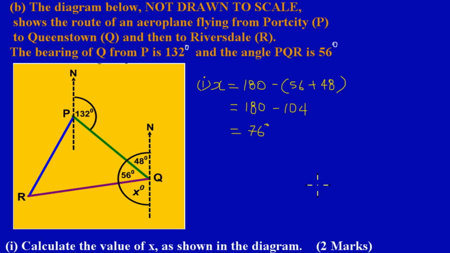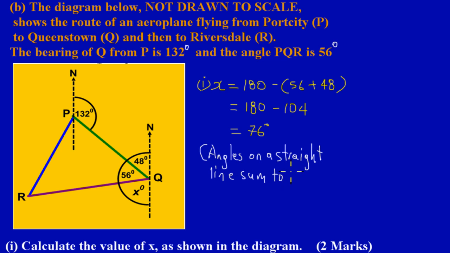So it's very important to note this is a geometric concept, so we have to state our reason. In finding X, we must state that angles on a straight line sum to 180 degrees. That's our reason for the value of X. Remember, each time you find a value geometrically, you have to give a reason.